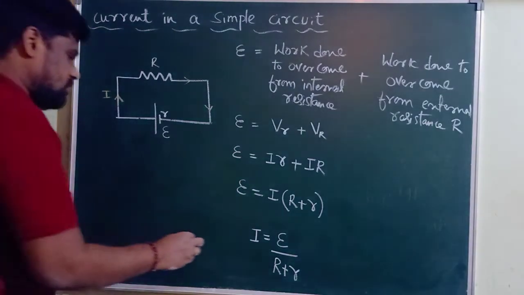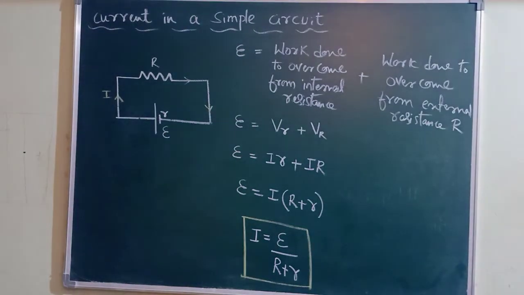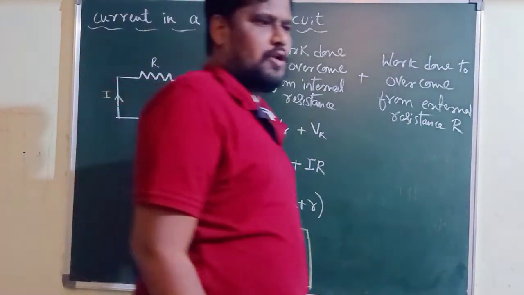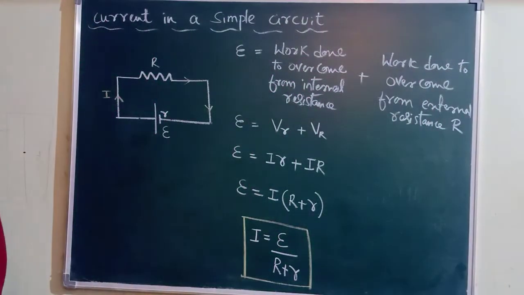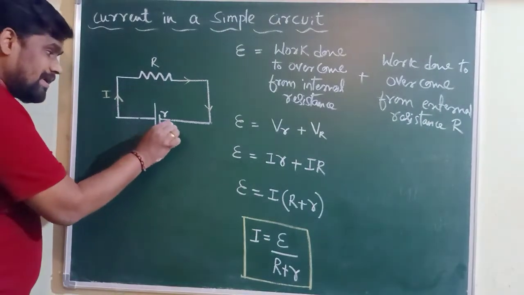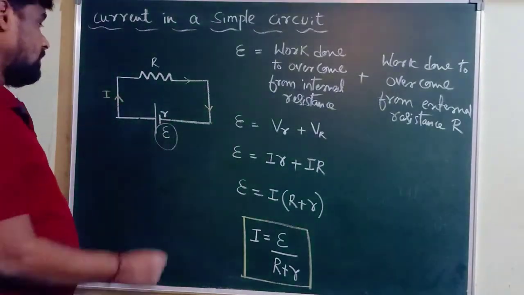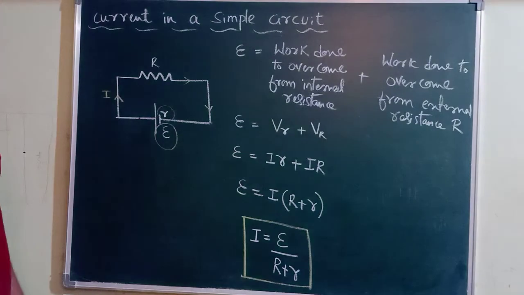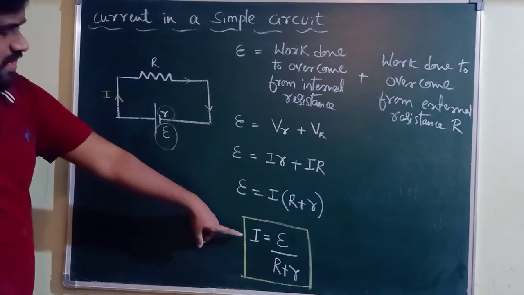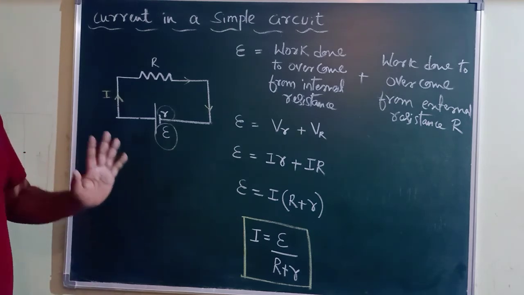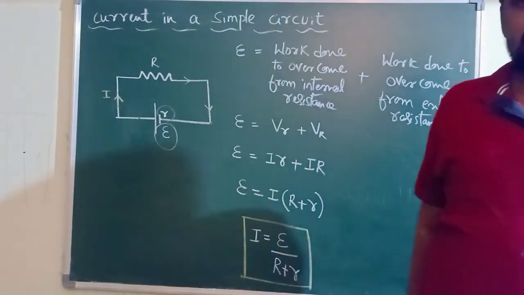So, this is an expression for the current in a simple circuit. The current in a simple circuit is calculated using the formula I is equal to E divided by capital R plus small r. Concentrate on the terms here, where E stands for the EMF of a cell, small r stands for the internal resistance of a cell, and I stands for the current in the cell.